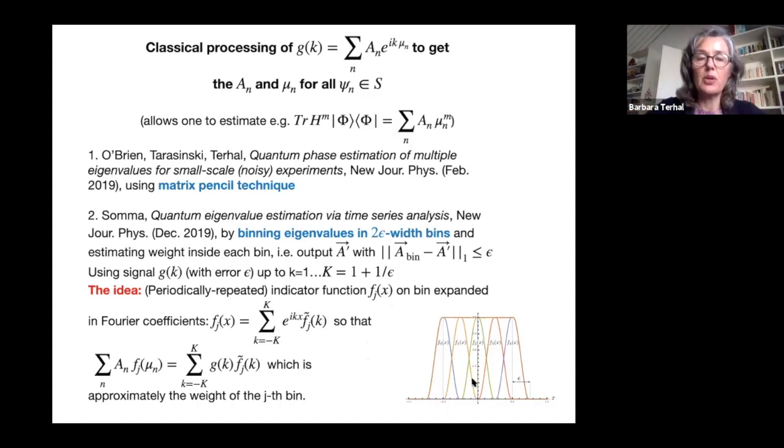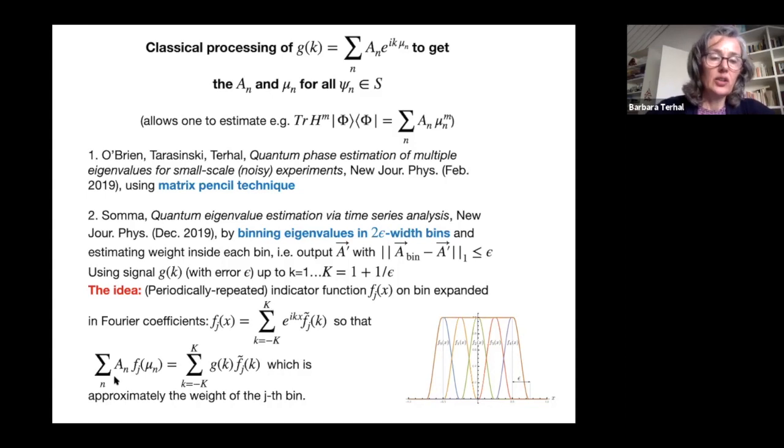And because it's more smooth, I can expand it in terms of Fourier coefficients. I kind of periodically repeat the functions. There are only a discrete number of Fourier components. And the nice thing is that I want these Fourier components only to range over a limited amount, not too many, and that's set by this K.